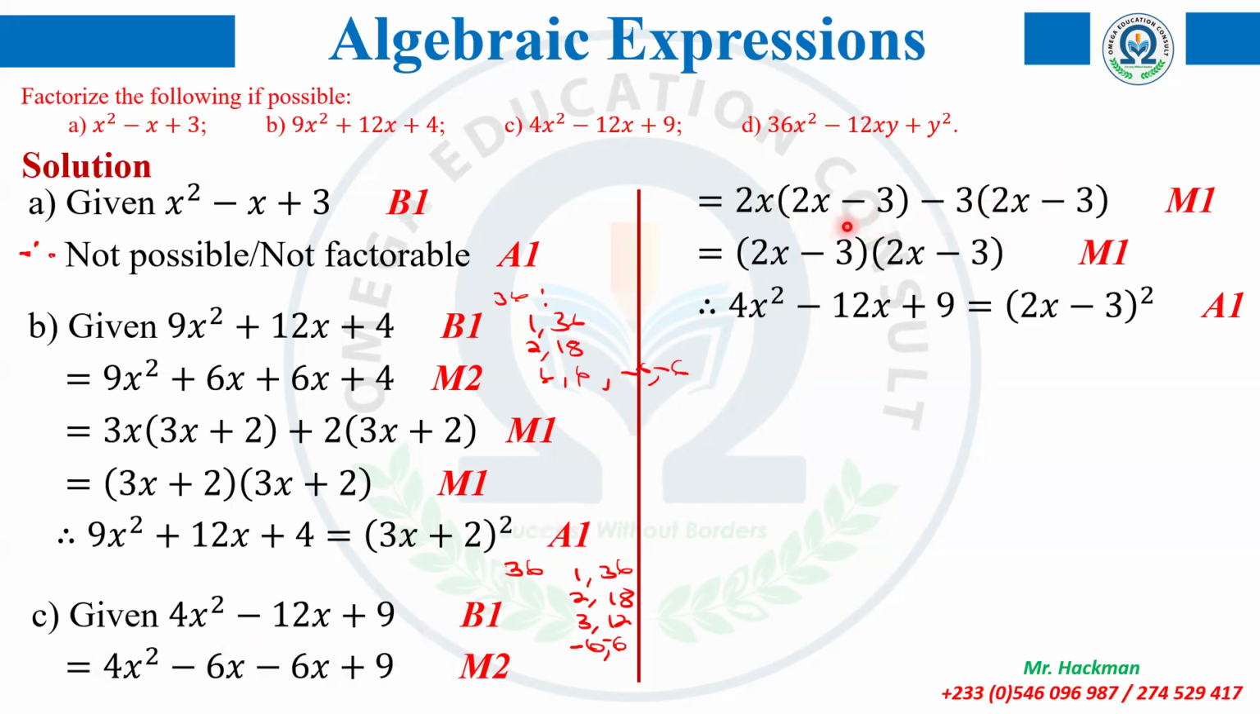So at this point, we know we have a two-term expression where each term contains a common binomial factor, 2x minus. So you can bring that one out, and in your bracket here, you put this one divided by what you took out, and this one divided by what you took out, and you get what you have here.